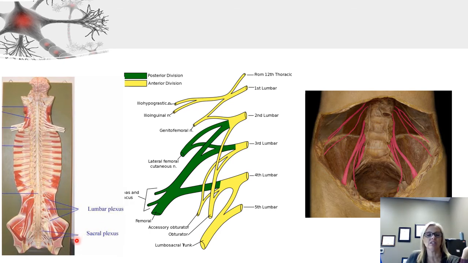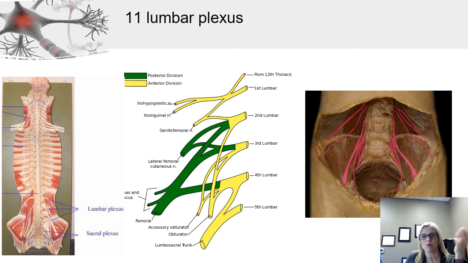So here is just the lower portion, okay, and this one still has both on here. So again, you can kind of cheat on this picture. We've got lumbar and sacral. Well, this is coming off the what? Lumbar or sacral region? Lumbar plexus, okay.